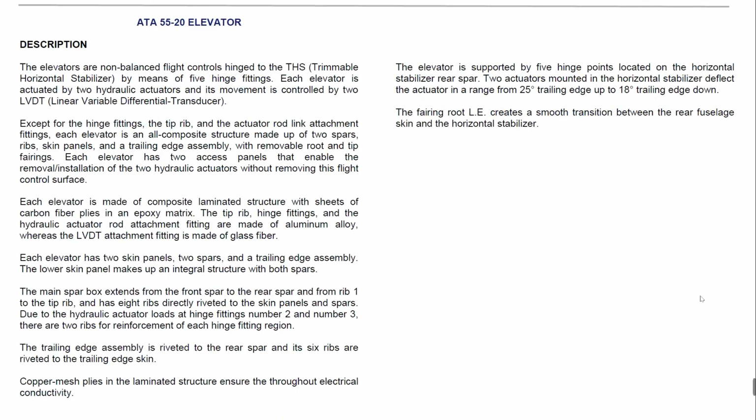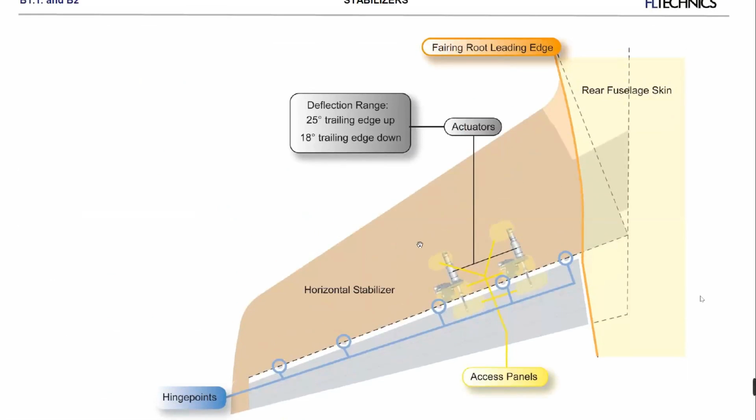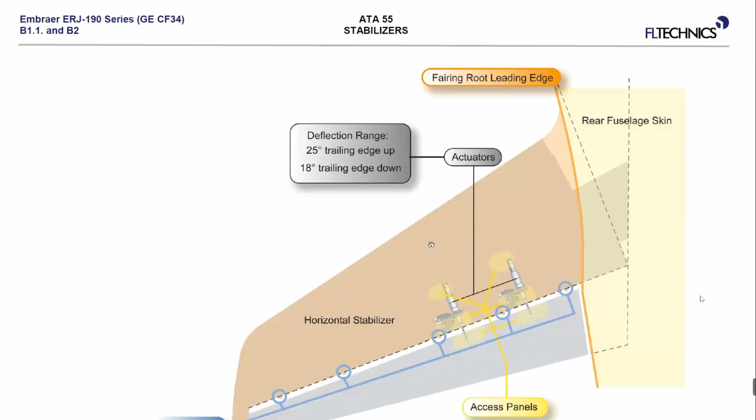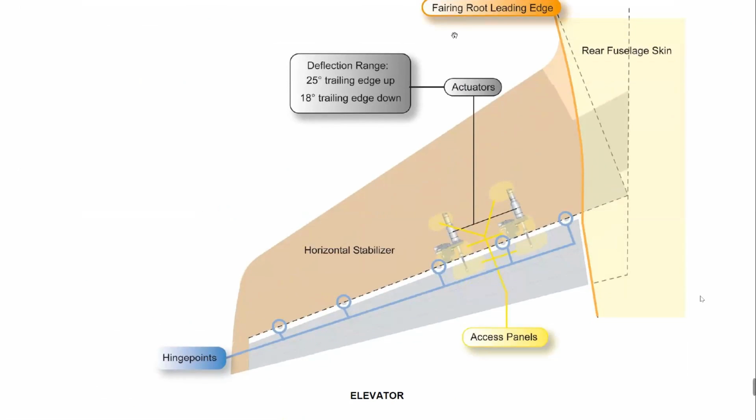About the elevator, you know how it works, like a flight control. The important thing here for the structure is that it is all composite: made up of two spars, ribs, skin panels, and trailing edge assembly with removable root and tip fairings. We have root fairing and tip fairing, but it's all composite. And again, we have the standard structure inside the composite, which for this important flight control is these ribs and spars. So this is how it looks from the top.